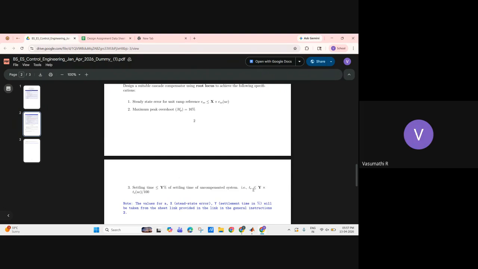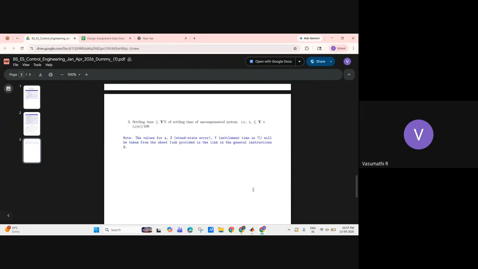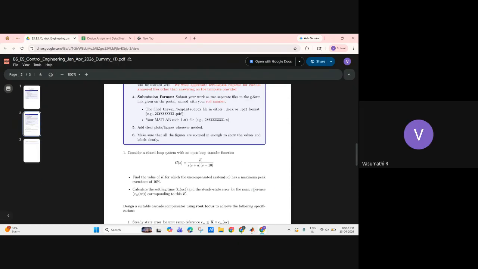Yes, ma'am. Instead of giving, your settling time should be less than 0.1, since we are using unit data, we are mapping it to it. That's it. There is no very big challenge here. And then use MATLAB, online MATLAB.